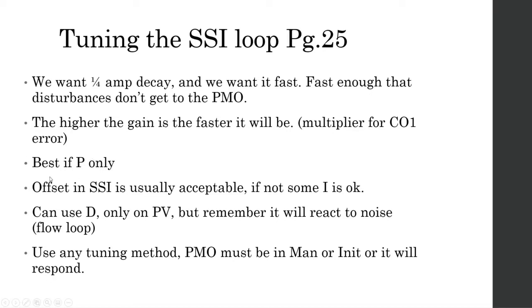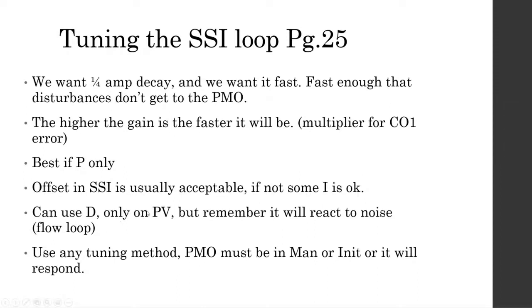Best usually, and there will be a little bit of discussion on this in the ILM, but generally speaking, the secondary is going to be P only. Okay, if there's offset in the secondary and you can't handle it, you can add some integral, but remember, adding integral can make it a little bit unstable. We could also use derivative, but only on the process variable.